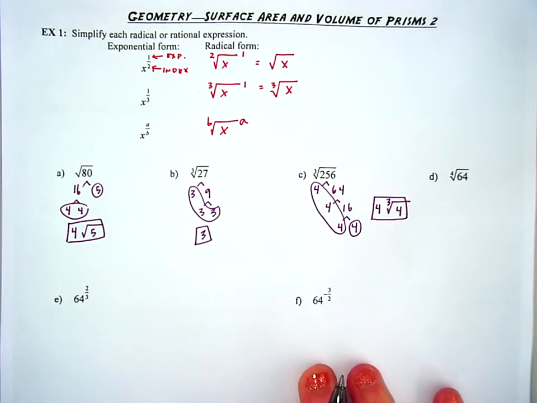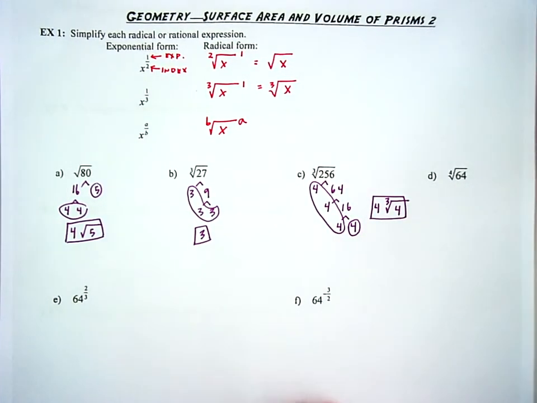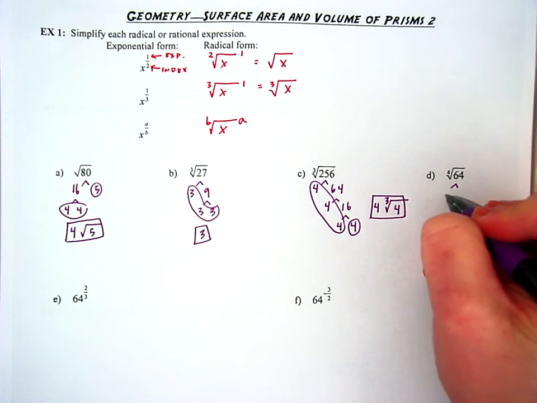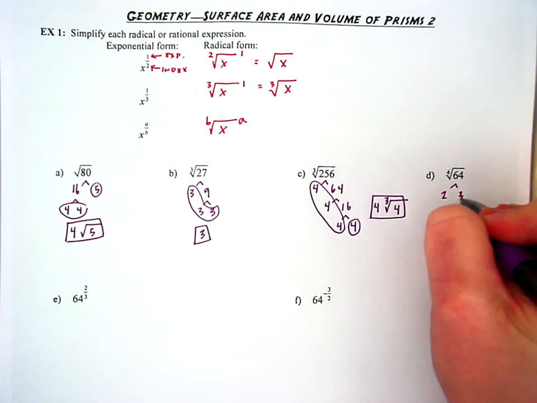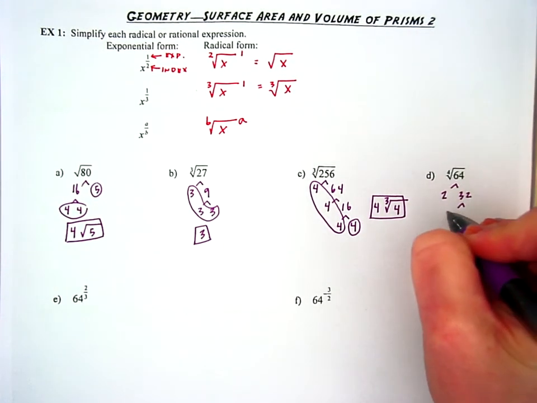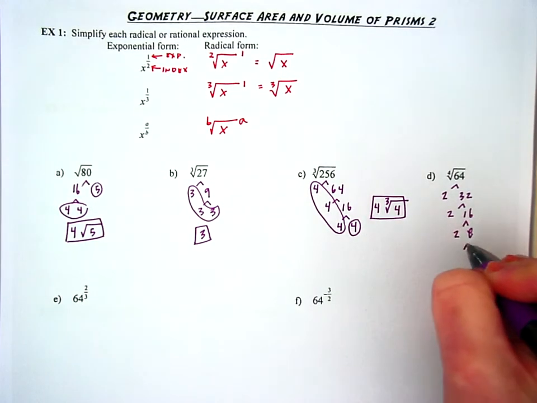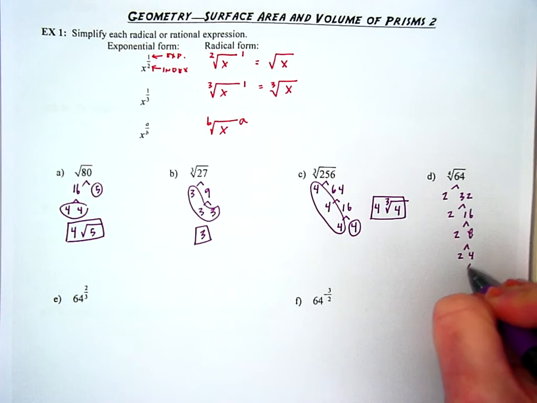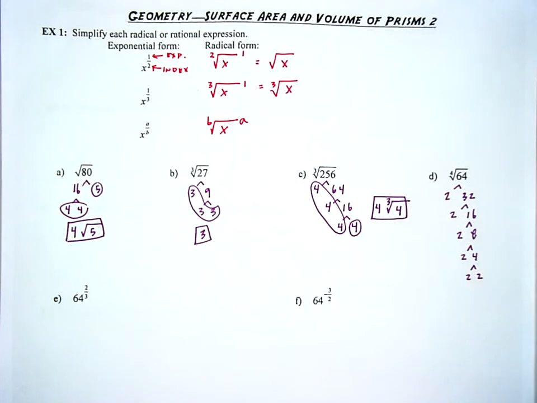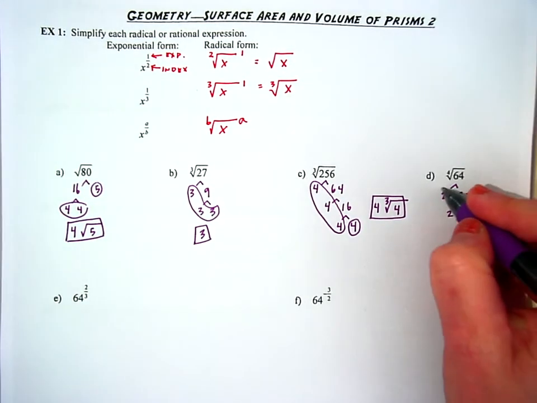Okay, over here I have the 4th root. So I'm looking for 4 of the same thing, the 4th root of 64. So here if I break it down, I can see, oh, well, that's 2 and 32, 2 and 16, 2 and 8, 2 and 4, 2 and 2. So again, I'm looking for 4 of the same thing because it's a fourth root. It's not a square root. It's not a cube root. It's a fourth root. So here are 4 of the same.